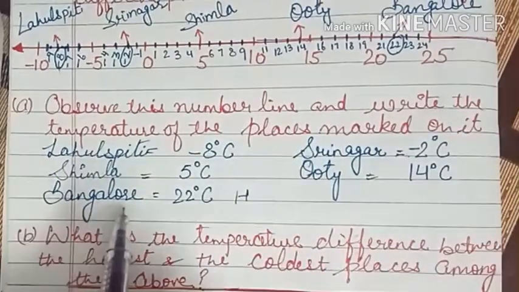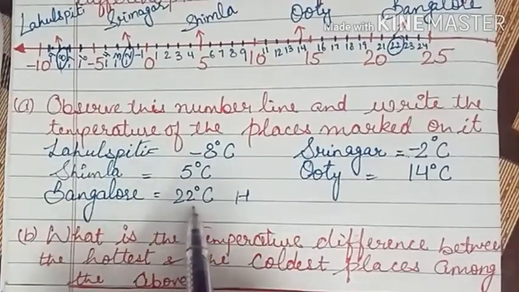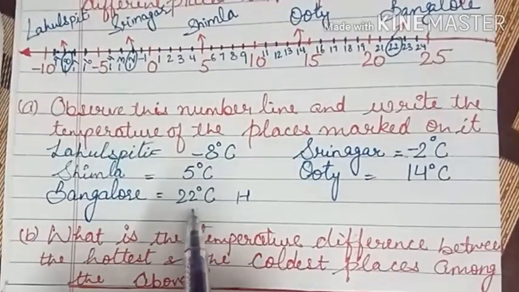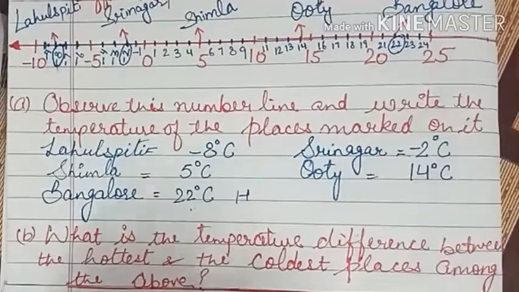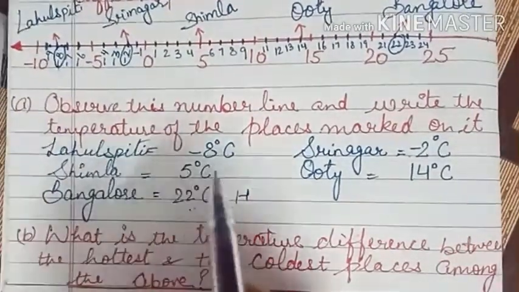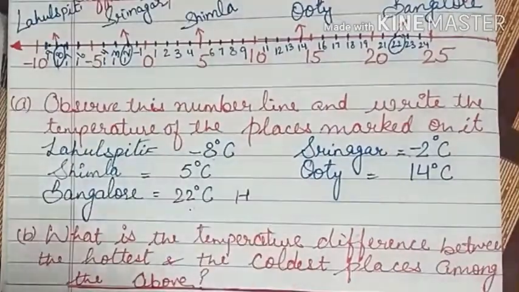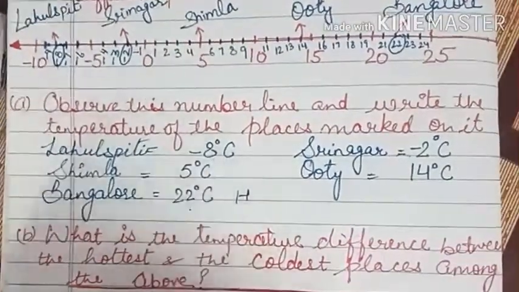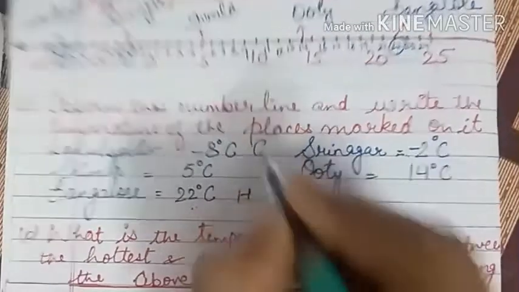So let's find. You can see that Bangalore has the highest temperature, that is plus 22 degree Celsius. That means it is the hottest place. And Lahaul Spiti has the smallest integer, that is minus 8 degree Celsius. That means it is the coldest place.